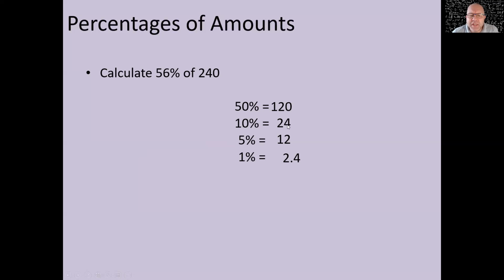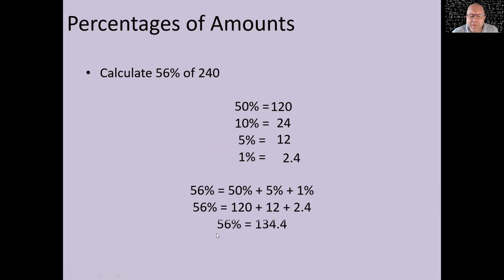In fact, we don't actually need the 10%. 50% plus 5% plus 1%. So 120 plus 12 plus 2.4, giving us a total answer of 134.4.